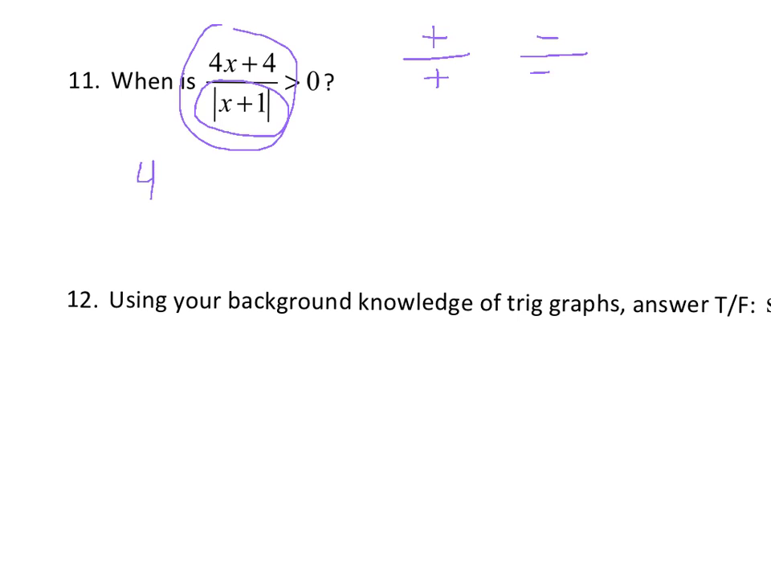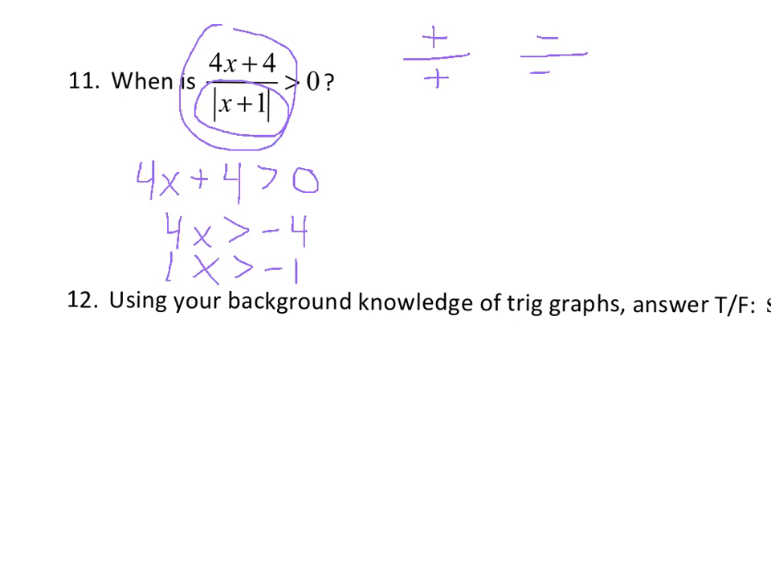We just need to solve 4x plus 4 is greater than 0. So we get 4x is greater than -4, so x is greater than -1 as our answer. But we want to be careful and check to make sure that our answer makes sense with our original problem. So if I plug in a number that's greater than -1, is that going to be true? Well, if I plug in a 0, I'm going to get 4 divided by 1, which is greater than 0.